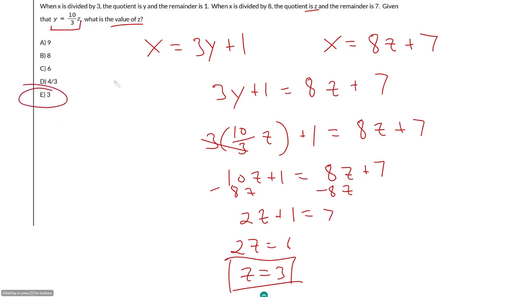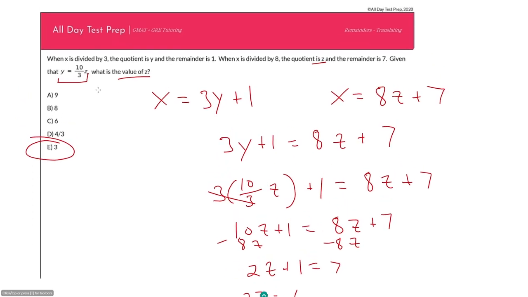And so we use this as a check here. So z is equal to 3. y should be equal to 10, right? So does that fit with our equations here? And so if this were true, x would be equal to 8 times 3 plus 7. x would be equal to 31.